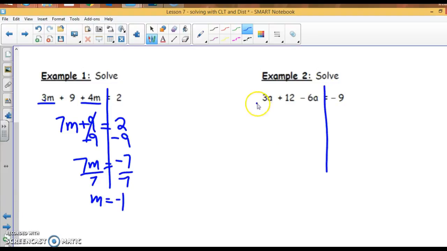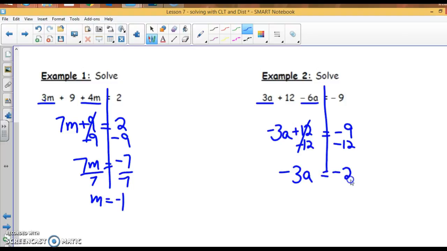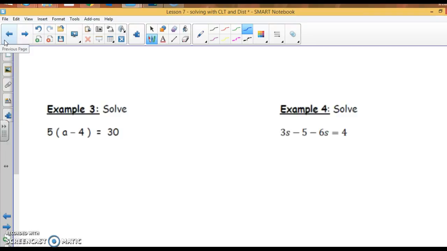So this one, 3a minus 6a is negative 3a. Bring down the plus 12 equals negative 9. You can see where things start to get complicated here if you're not paying attention to the signs. Subtract 12 from both sides, and you have negative 3a equals negative 21. Divide both sides by negative 3, and a is 7. Remember, you are always doing the opposite of what is with the variable to get it alone.